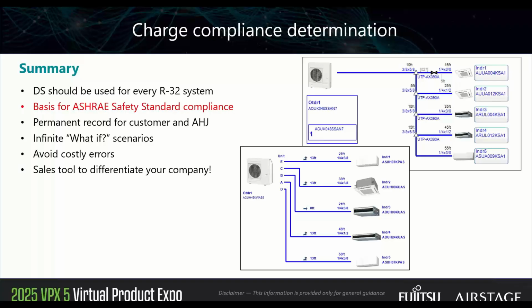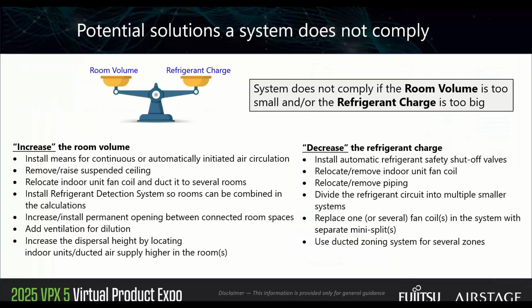Why? Well, you want to make sure that your refrigerant charge is compliant with the safety standard that you're using. In this case, we were talking about Standard 15. It's a permanent record that can be used for your authority having jurisdiction, combined with the export PDF that Leonard talked about from the 3C calculator. You can create infinite what-if scenarios within Design Sim, avoid costly errors, make sure that you get it right before the installation goes in, and then everybody will be happy. Now it is back to you, Leonard.